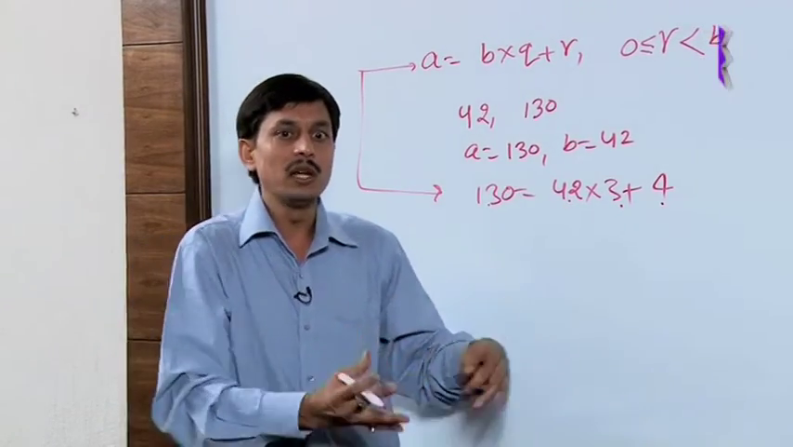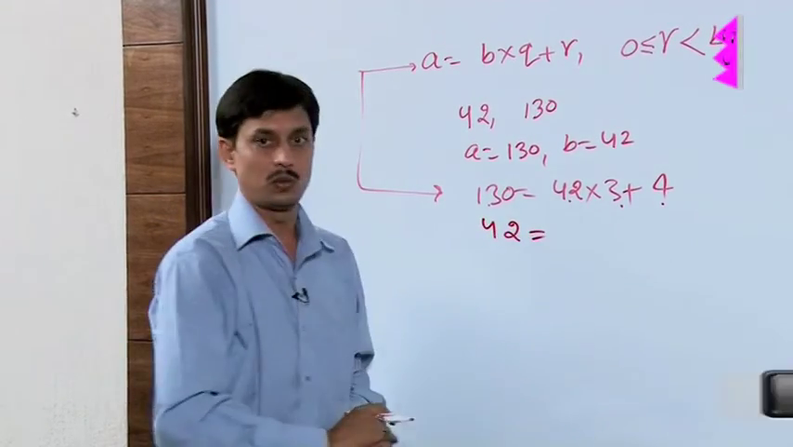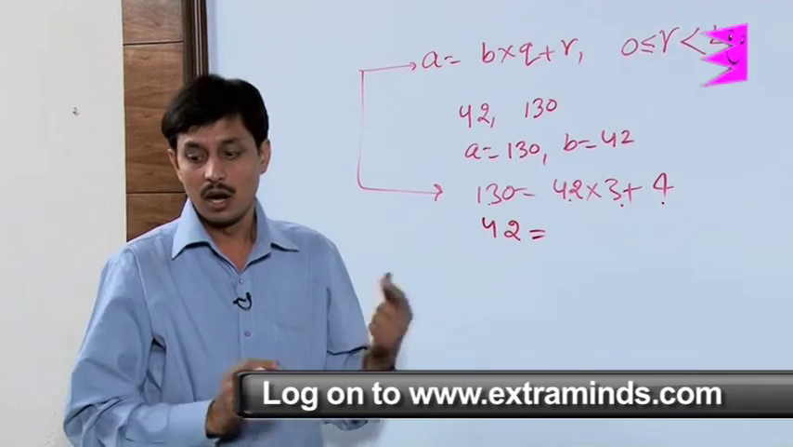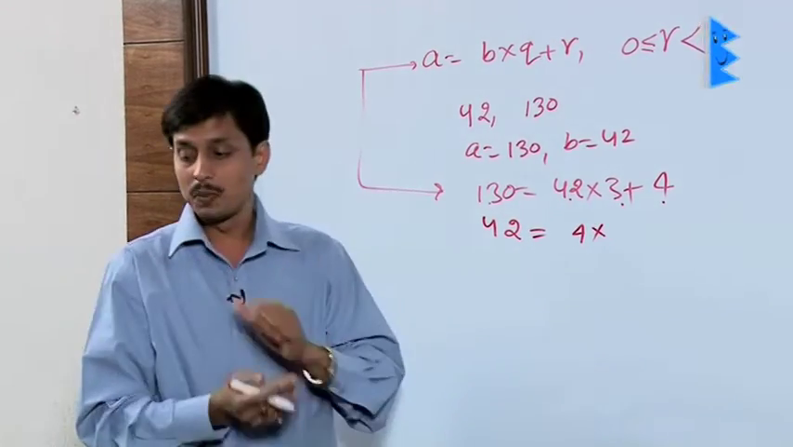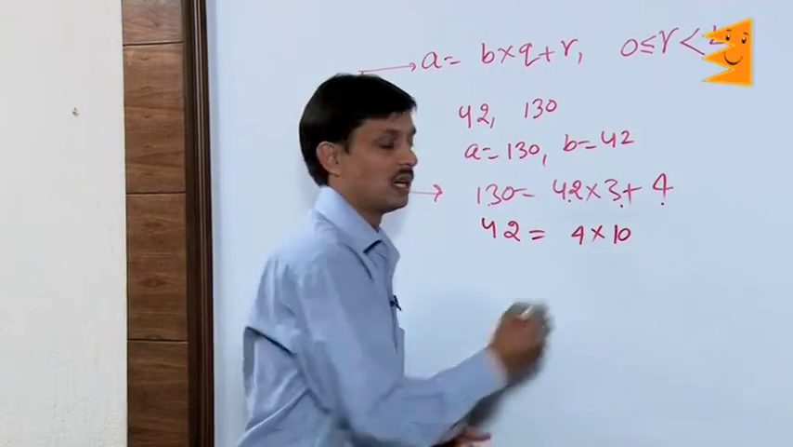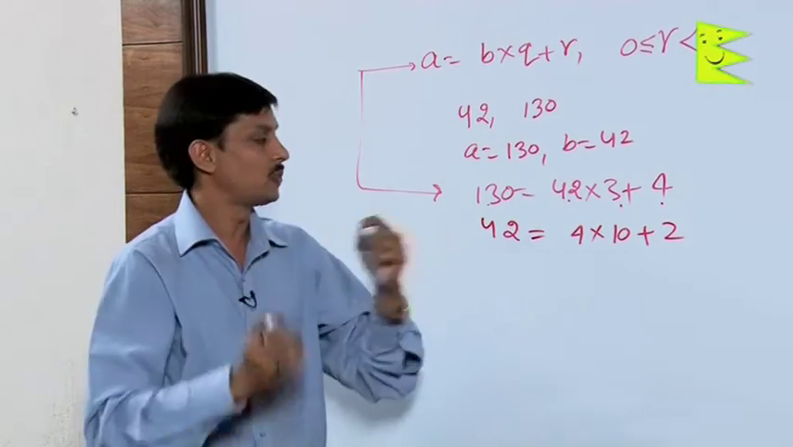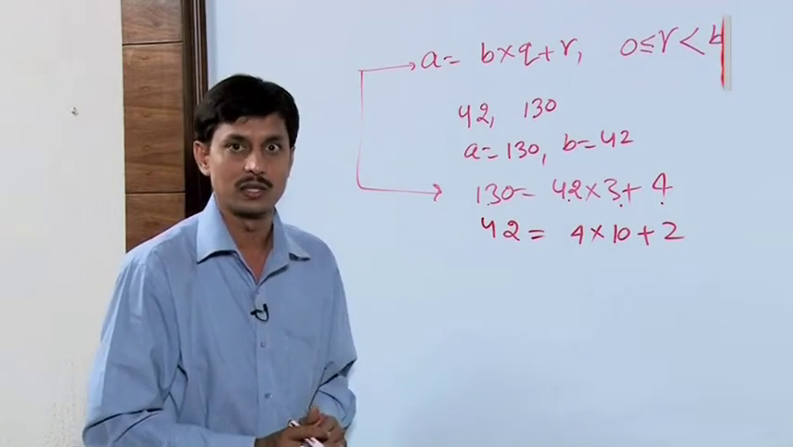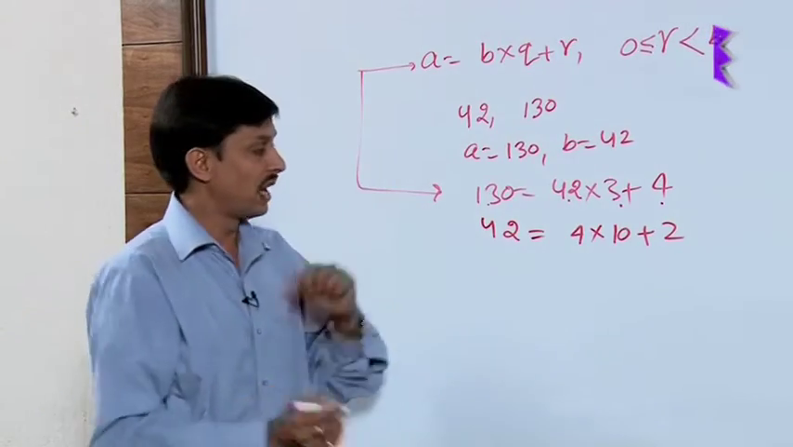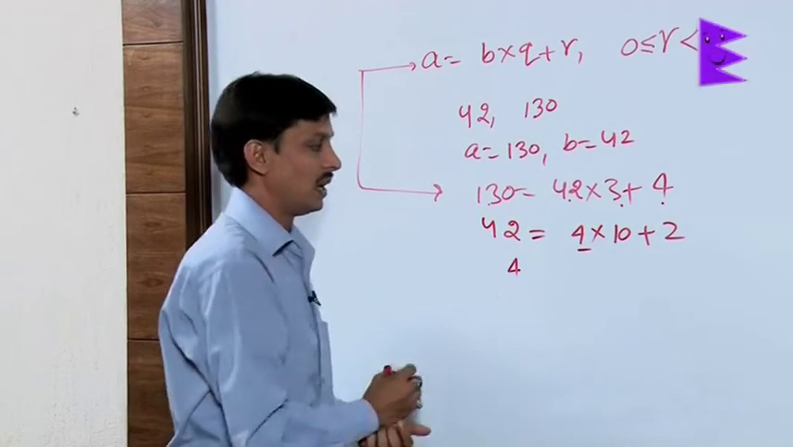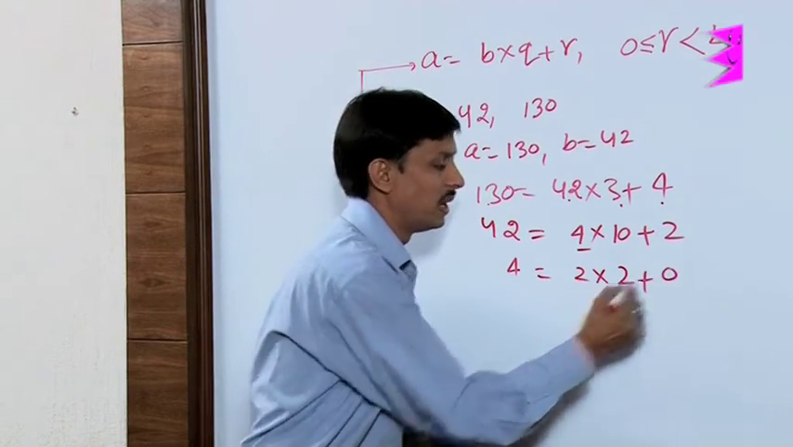Now we proceed to the next division. 42 becomes the dividend and 4 becomes the divisor. When divided, 10 will be the quotient, and the remainder will be 2, satisfying all the required conditions. Now for the next step, we take 4 as the dividend and 2 as the divisor. The quotient will be 2 and the remainder will be 0.